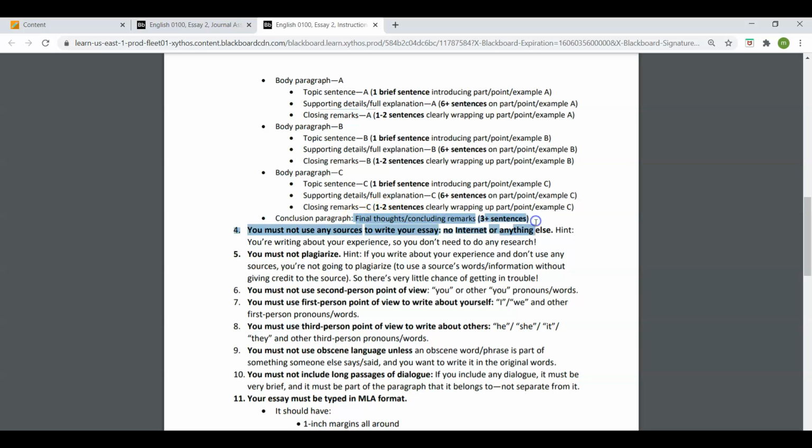And the conclusion paragraph, I don't care what you do in the conclusion paragraph. Just write 3 or more sentences. I think most people's conclusion paragraphs are fine, right?